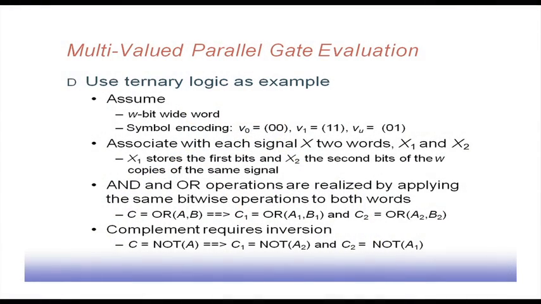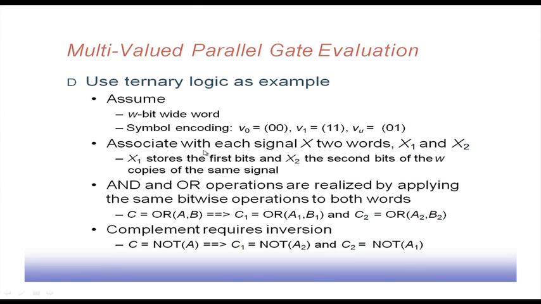For multi-valued logic also, we can go for parallel gate evaluation. If we take ternary logic as an example, and assume that my computer has a w-bit wide word. Suppose V0, V1 and V unknown are 0, 1 and unknown. These are the three symbols that we have in the ternary logic.